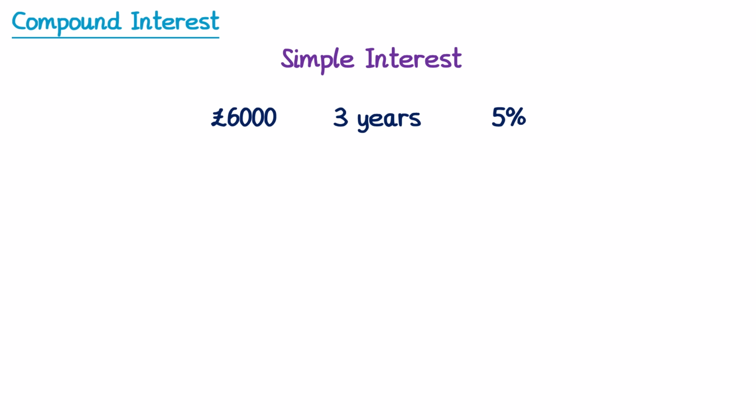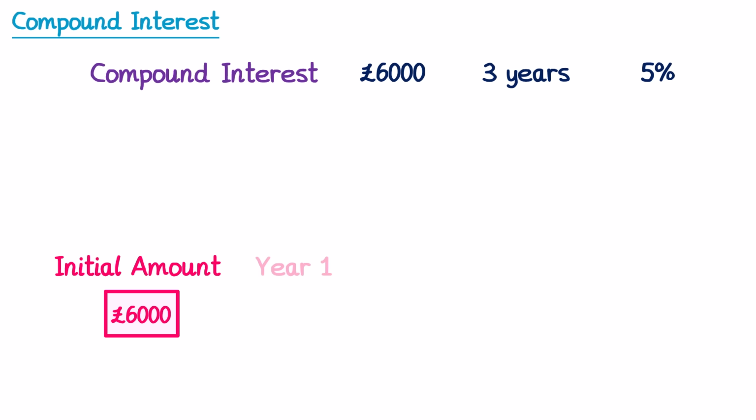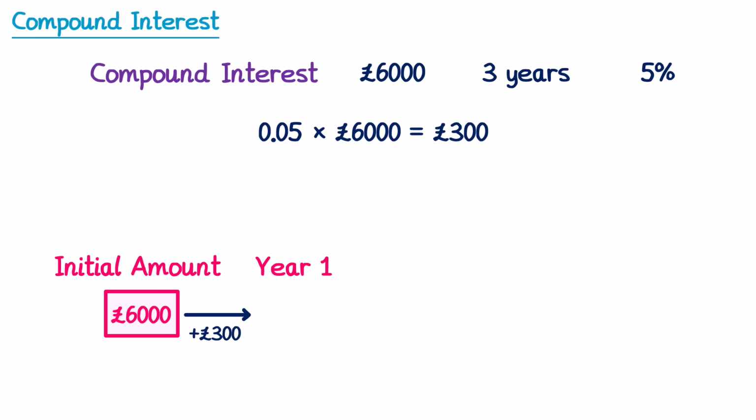This is the original example we did, but let's repeat this but change it to compound interest, which is slightly different. Obviously in this example, we're starting with the same initial amount of £6,000. And actually for year 1, it will be the same calculation as it was for simple interest. We just work out 5% of this value here, so 0.05 multiplied by £6,000, which was £300. We then add on this £300, which means after 1 year we will have £6,300. But here's where things change.